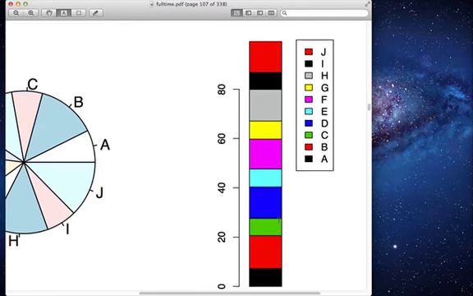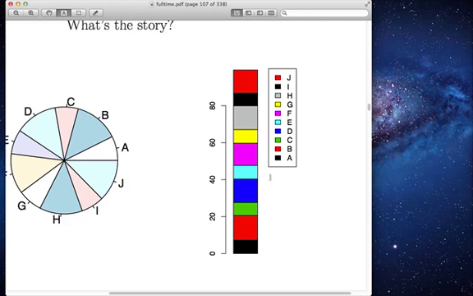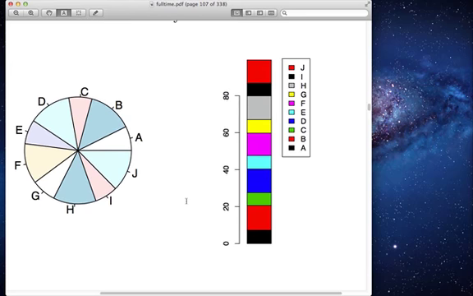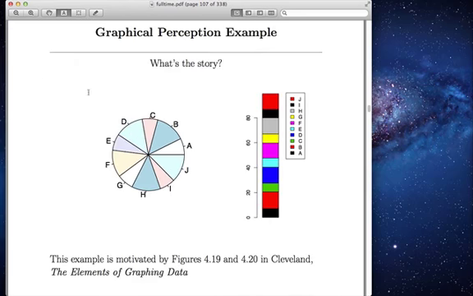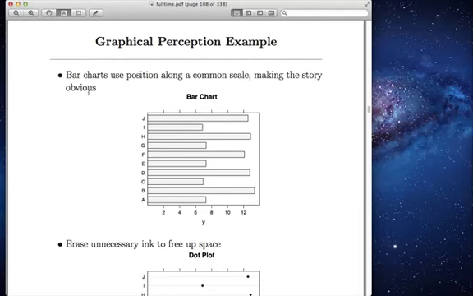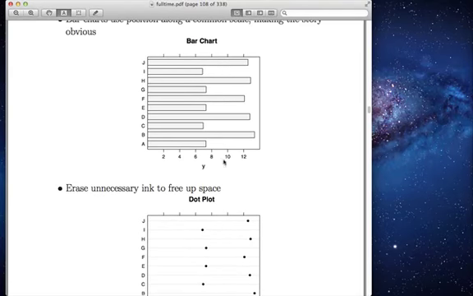Here's the exact same data shown with a stacked bar chart, and I want to see if you can understand what the story is. What is the story being told? So we have these 10 values, labeled A through J, just as we had on the pie chart. So what's the story? Now, I'll show another representation of this on the next slide. Actually, I'm going to show you 2 more representations, which is first with a bar chart, then with a dot plot.